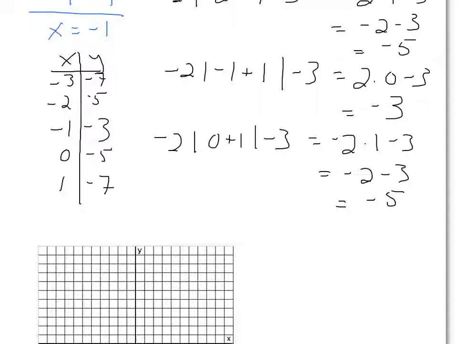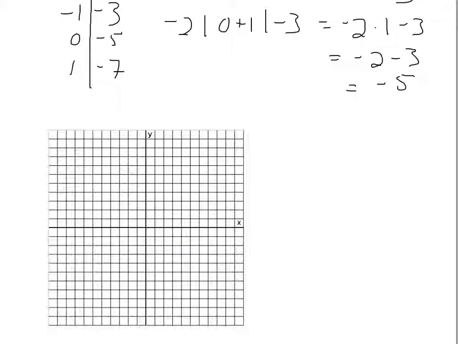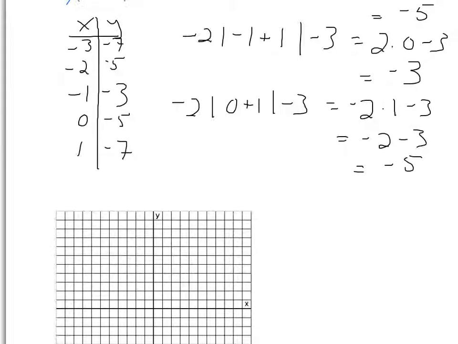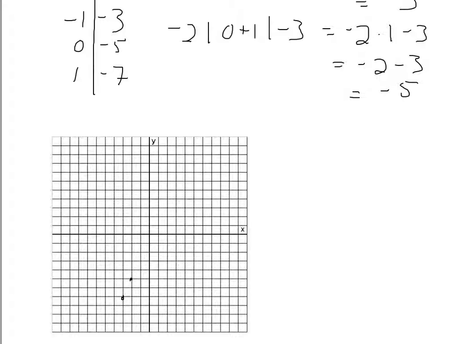So let's graph those. Negative 3 goes with negative 7. 1, 2, 3, 4, 5, 6, 7. Let's move up. Negative 2 goes with negative 5. 1, 2, 3, 4, 5. Negative 1 goes with negative 3. 0 is back down to negative 5, and 1 is negative 7. So the graph of this equation looks like this. And the vertex is at negative 1, negative 3.